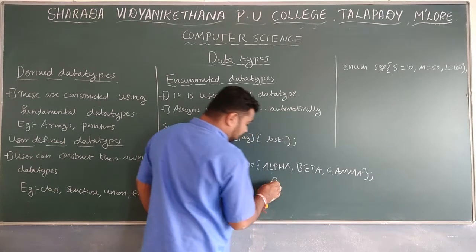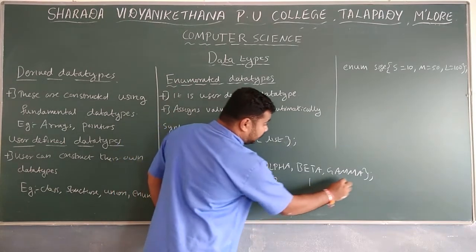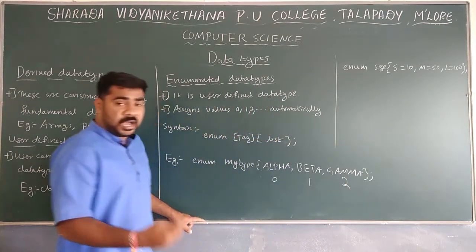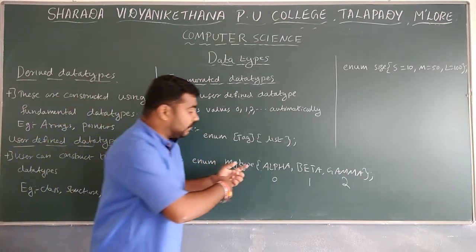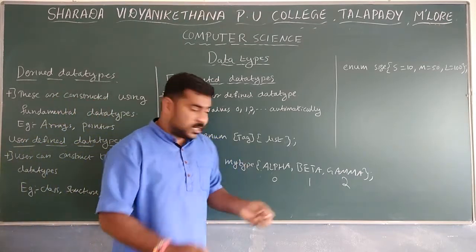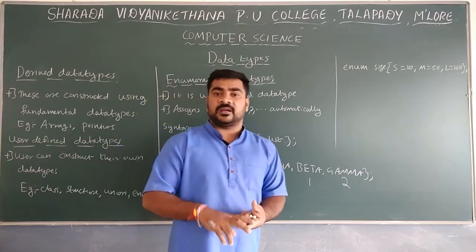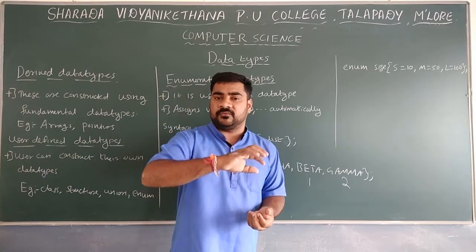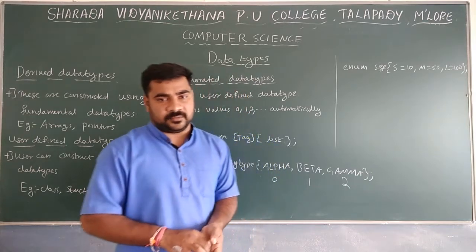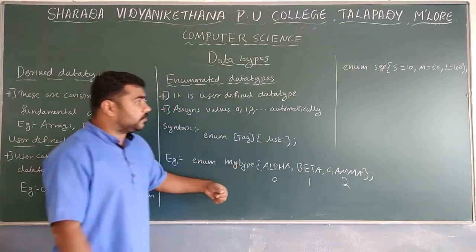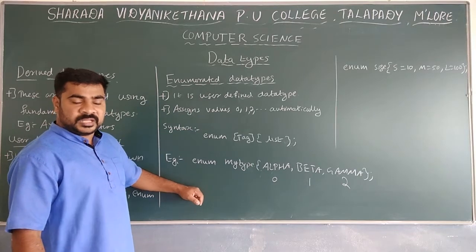The value of alpha will be 0, the value of beta is 1, and the value of gamma is 2. The values are always assigned from left to right, automatically. The first value will be 0, the second value will be 1, and the third value will be 2. Like that 0, 1, 2, 3, 4, 5, the values are going to be assigned. After assigning the values, the next step is to create the variable.